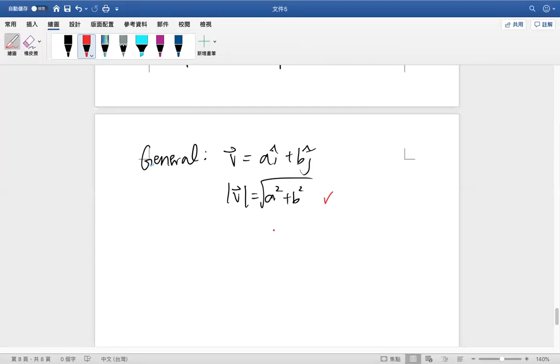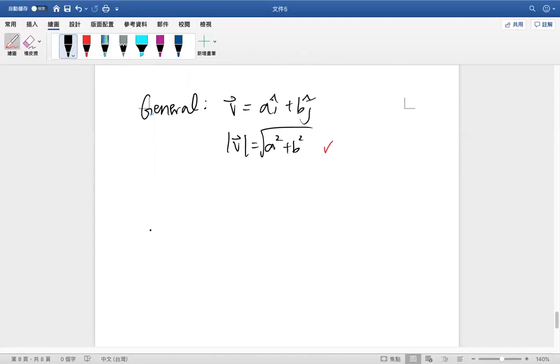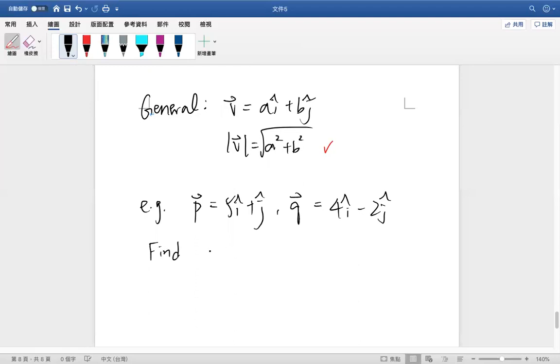All right, let's try to do an example. For example, if P is 5i plus j, and then Q is 4i minus 2j. The question is asking you to find P plus Q, and then we take the magnitude.